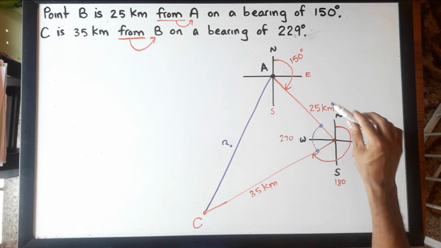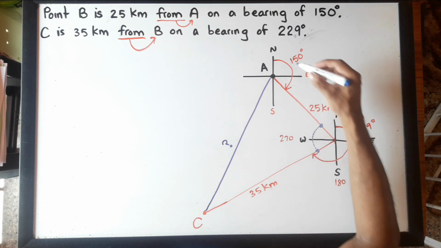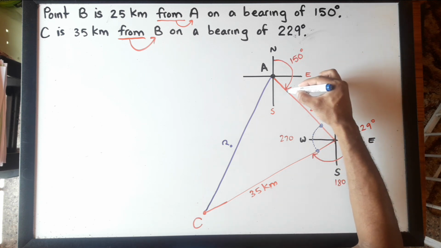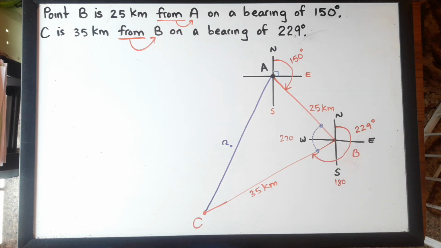Great. So let's use the alternating angles theorem. Remember, from here to here is 150. What's the angle from north to east? North to east is just 90 degrees.